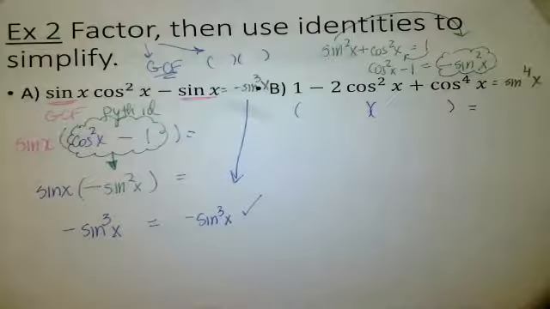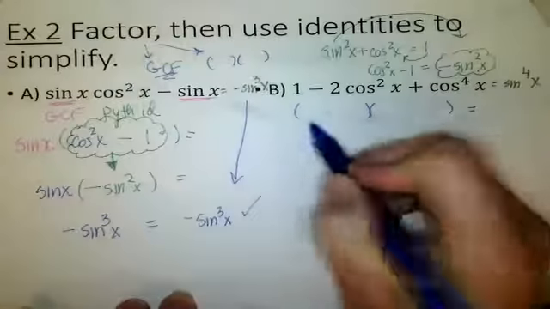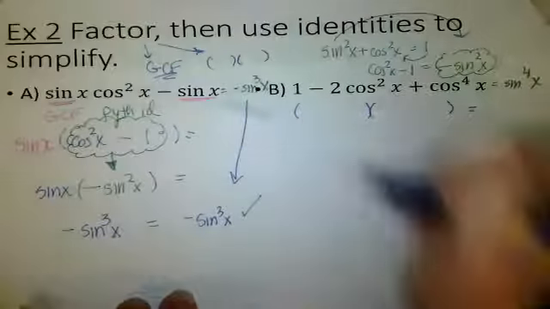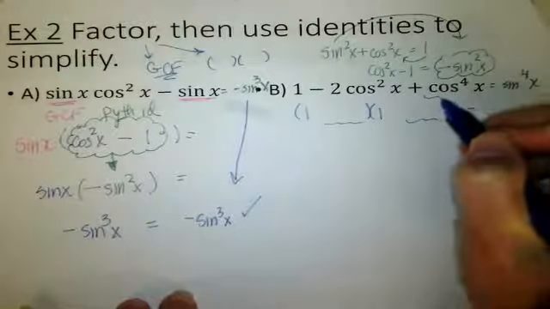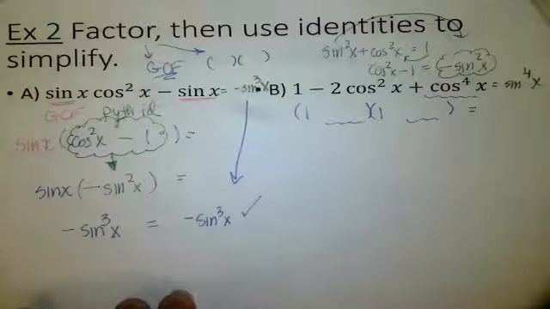But I see 3 terms, and it's quadratic in form, so it actually factors. What times what gives us 1? 1 times 1 gives us 1. Last times last has to give us cosine to the 4th. What times what is cosine to the 4th?